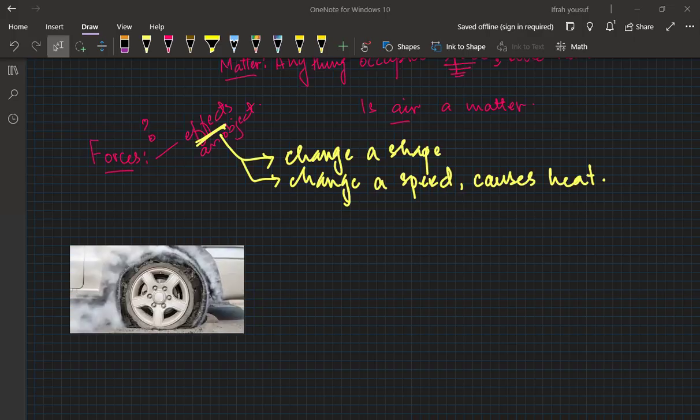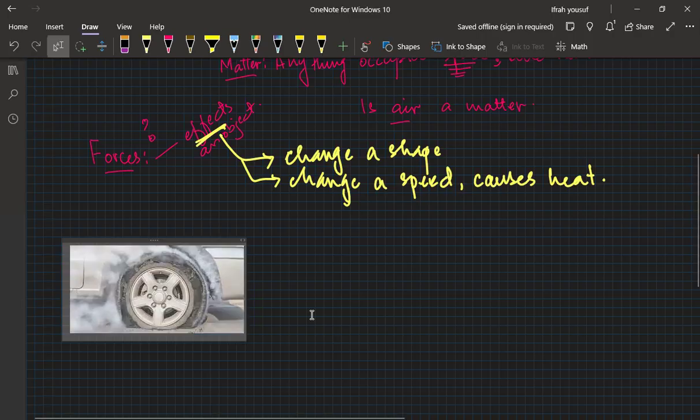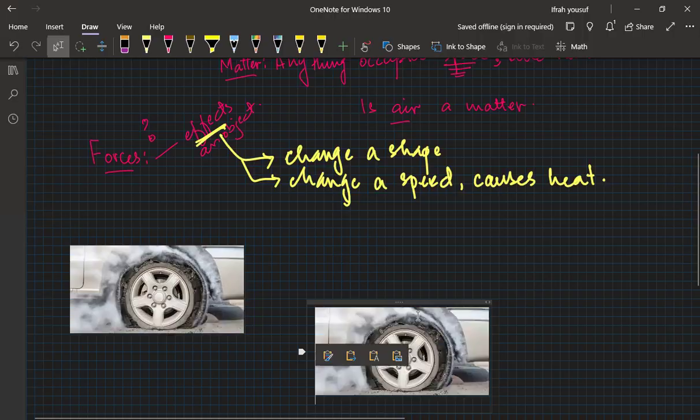There must be overheating, right? And if we move a car with a greater force, definitely there would be what? There would be a large amount of heat. Okay, that will be produced.